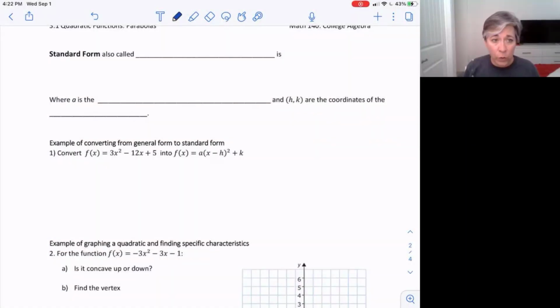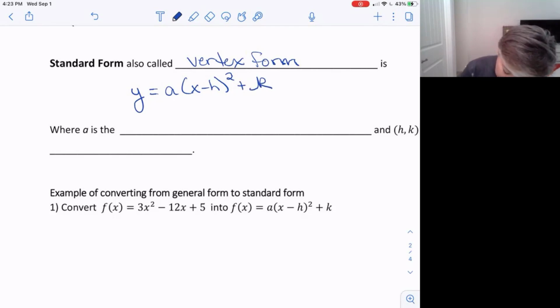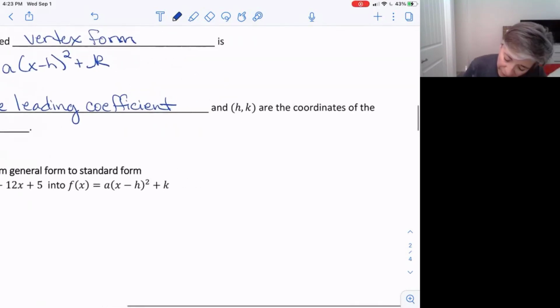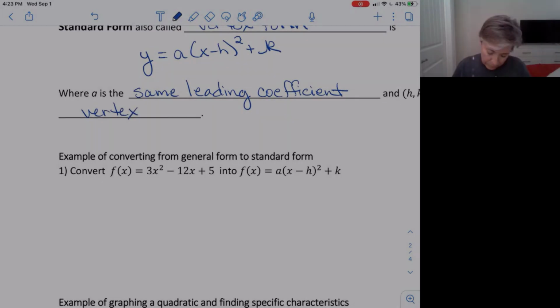The standard form of a quadratic equation is also called the vertex form, and that's the form where y equals a times x minus h, that quantity squared, plus k, where a, again, is the same leading coefficient, and h, k are the coordinates of the vertex.